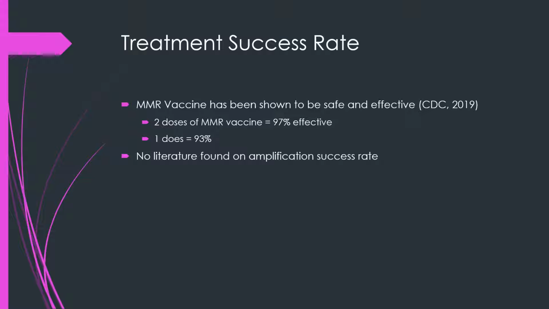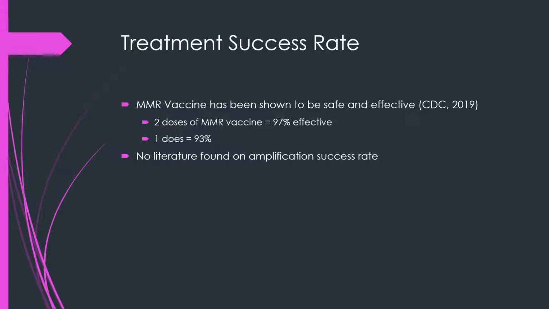So, some treatment success rates. The MMR vaccine has been shown to be safe and effective. Two doses of the MMR vaccine is said to be 97% effective. One dose is 93% effective.